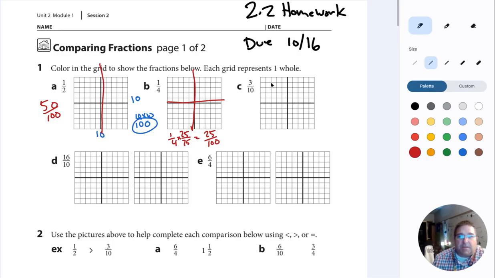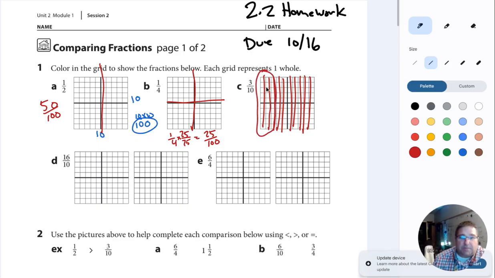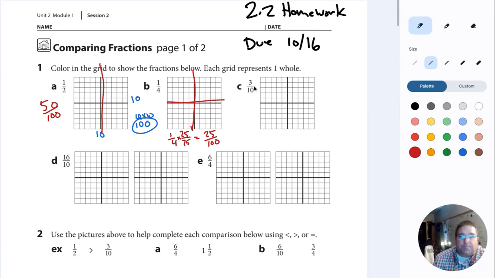3/10. So 3 out of 10. Another way to think about it is we've got 10 maybe columns, or you could do rows. 1, 2, 3, 4, 5, 6, 7, 8, 9, 10. So there's 10 altogether, and we just need 3 of those right there. But again, we could also think about 3/10.